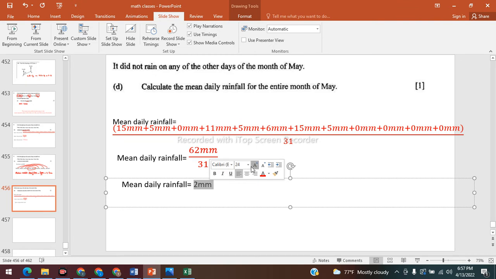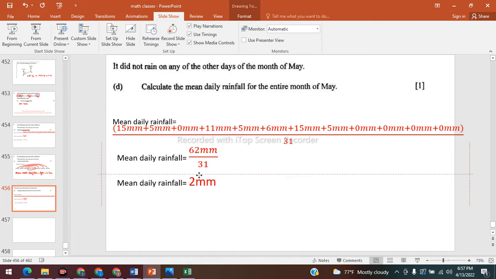Millimeters. Okay. Alright, so that would be the mean. You understand what happened in this question? Because it's kind of unconventional. Yes, sir. Any questions based on this?